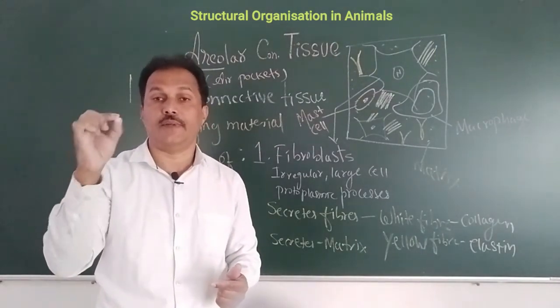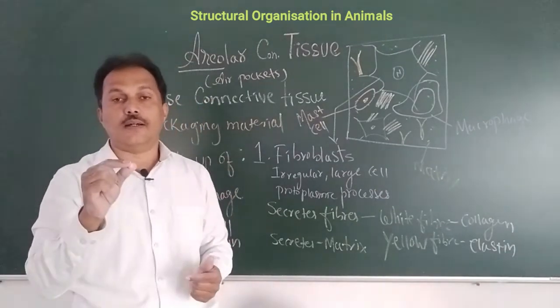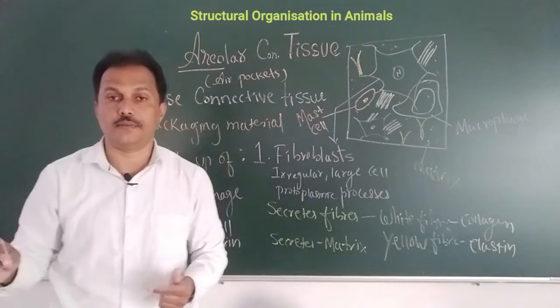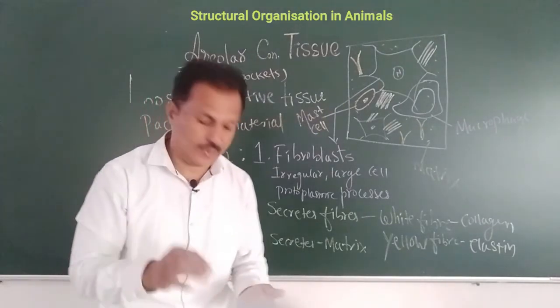Keep this in mind. This is a very important point, generally asked in the examination. Natural anticoagulant, what is the thing? Heparin, produced by the mast cell.